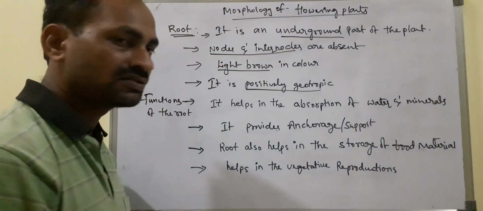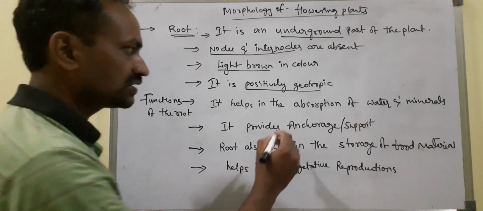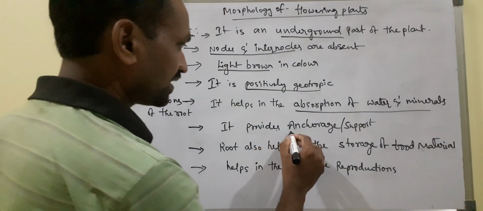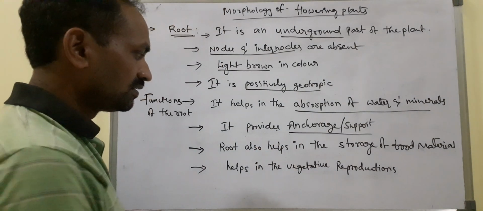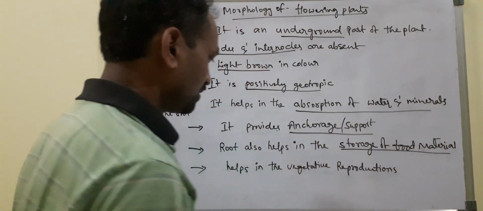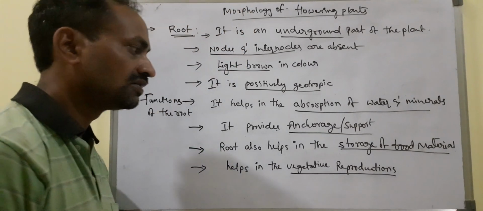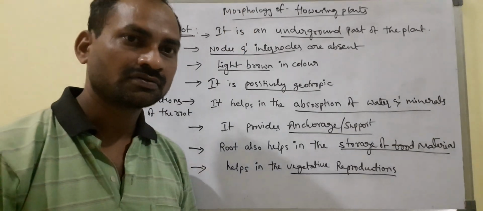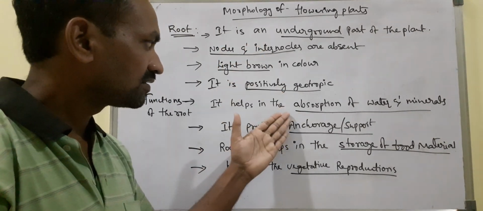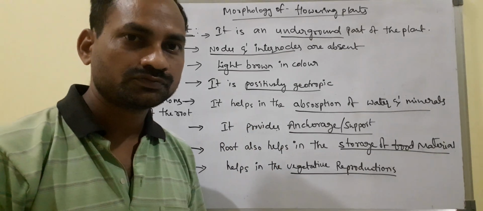So these are the prominent functions of the root. First one, it helps in the absorption of water and water dissolved minerals. Second one, it provides anchorage or support to the plant. And third one is root helps in the storage of food material. And last one is they help in vegetative reproduction. Okay, hope you understood. These are the characteristic features of the root and these are the functions of the root. Okay, hope you understood.